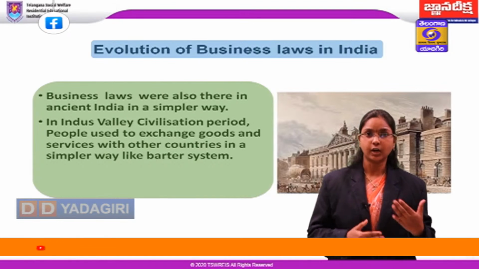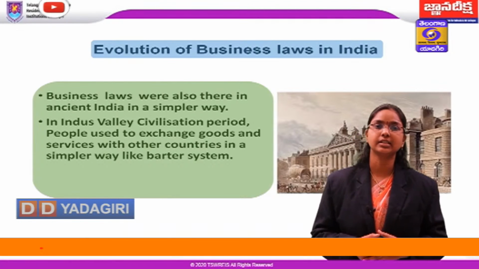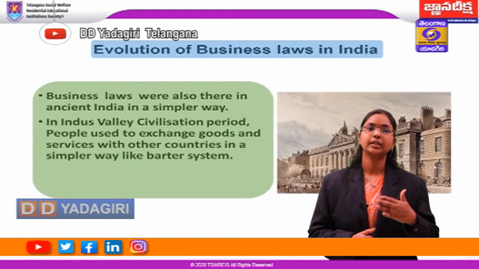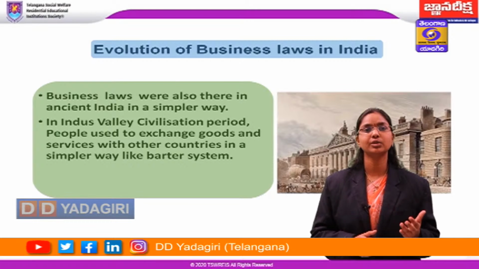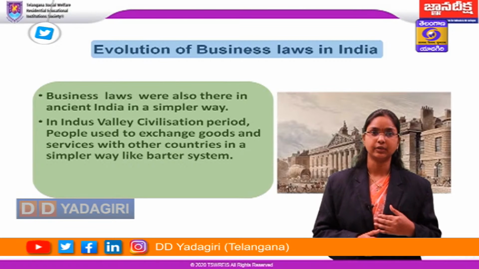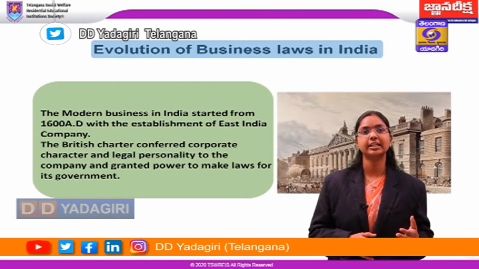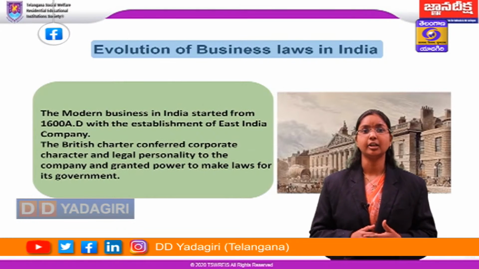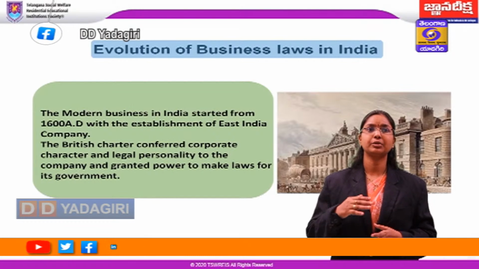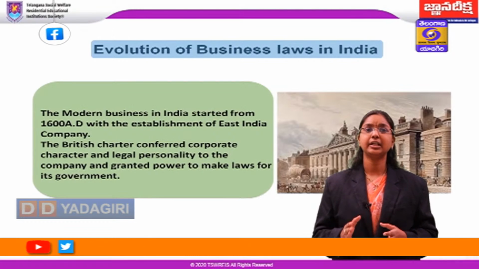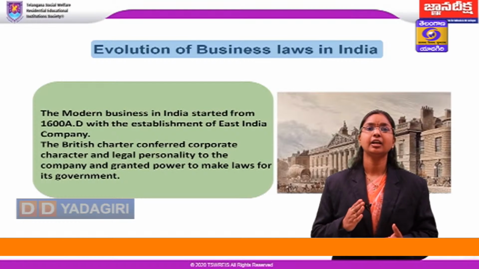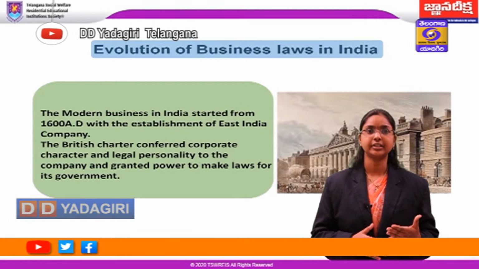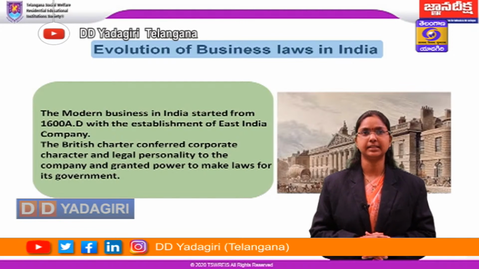As we grew, the complexities in the exchange of goods and services also increased. And with the arrival of the East India Company, the complexities became more complicated. To reduce these complications, the British government set up certain rules. It came up with certain rules and regulations, and those rules are called business laws.